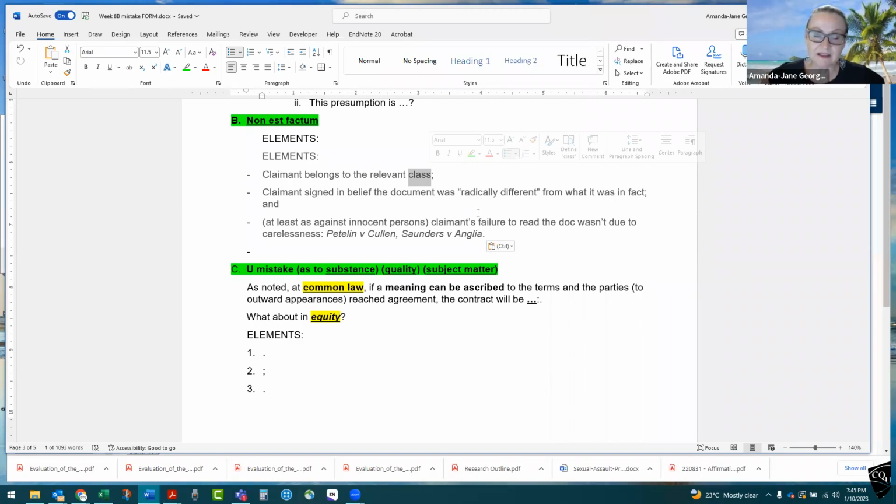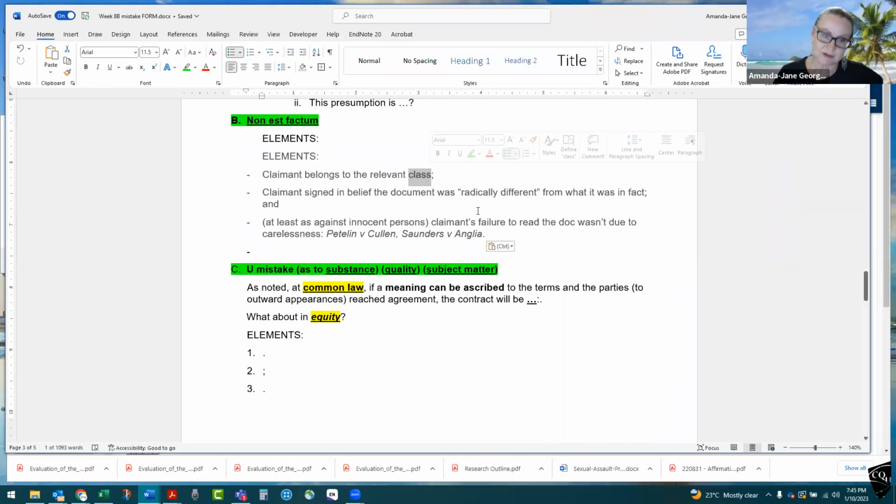So in Peatland and Cullen, that's a good example. This poor little person couldn't really speak English, and the nasty swindler presented a document and told the person that it was just a receipt. Please sign this receipt. They signed, and you guessed it, the document was radically different from what they thought. So therefore, non est factum, and you can get out of that contract. Okay.